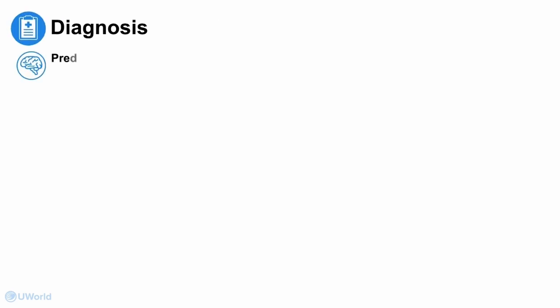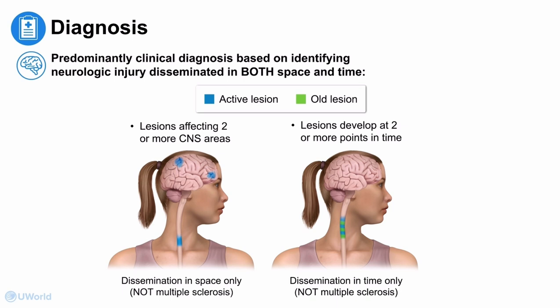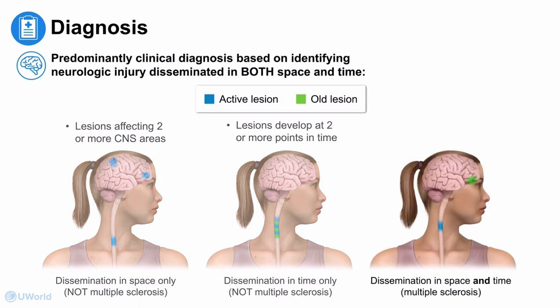The diagnosis of multiple sclerosis is predominantly clinical and based on identifying a pattern of neurologic injury disseminated in space and time. In some patients, identification of the necessary CNS lesions can be based entirely on history and physical examination findings. For example, a patient currently presenting with numbness and paresthesia in the leg who also has a history of optic neuritis occurring 1 year ago would meet criteria for lesion dissemination in both space and time.